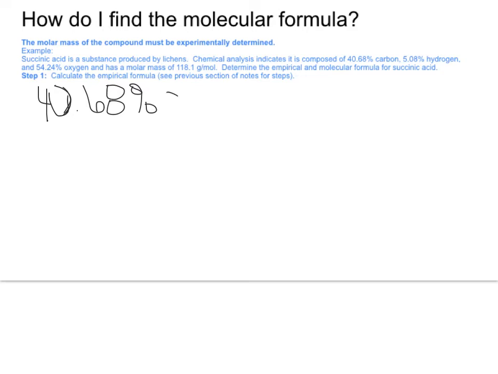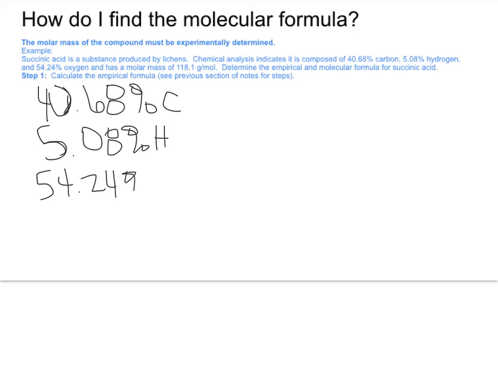So we have 40.68% carbon, 5.08% hydrogen, and 54.24% oxygen. And it has a molar mass of 18.01 grams per mole. And you're going to have to determine the empirical and molecular formula for succinic acid.